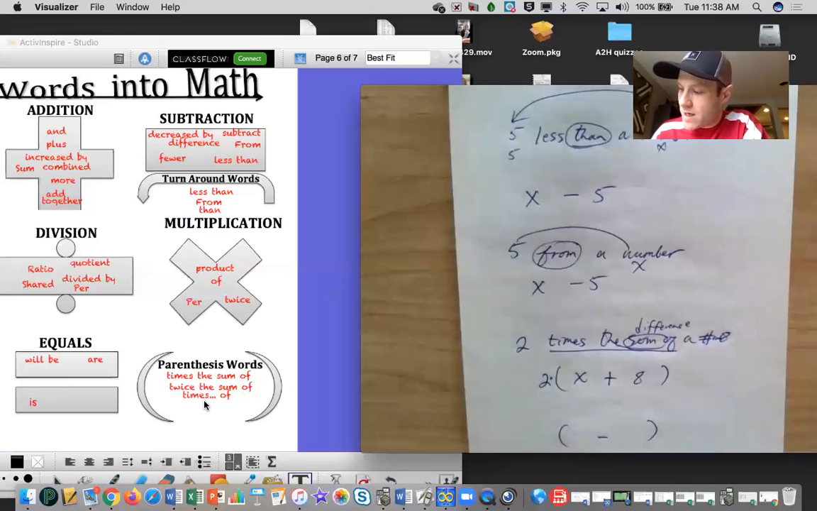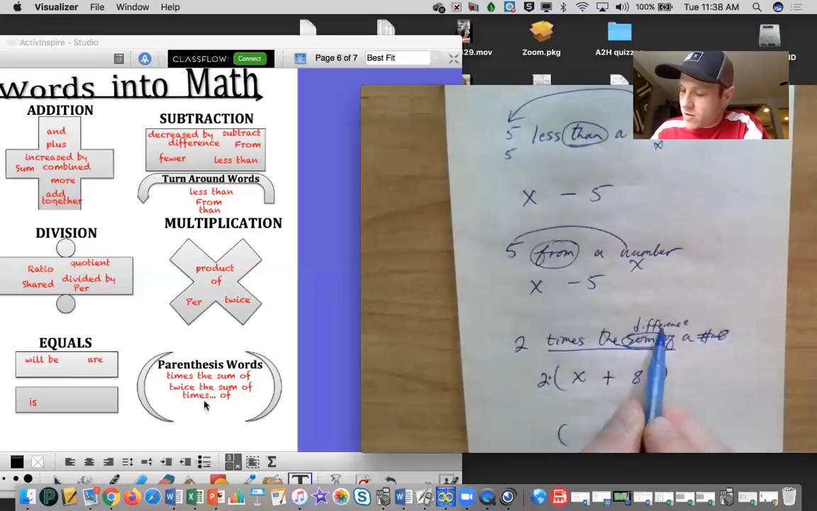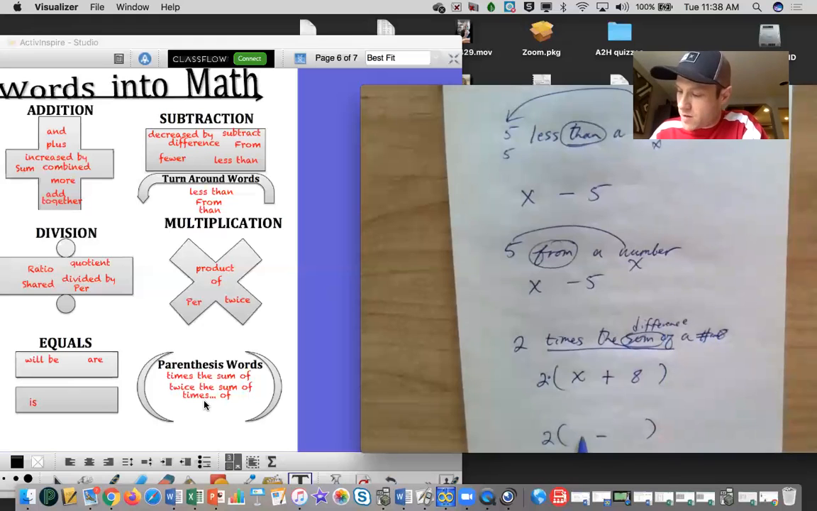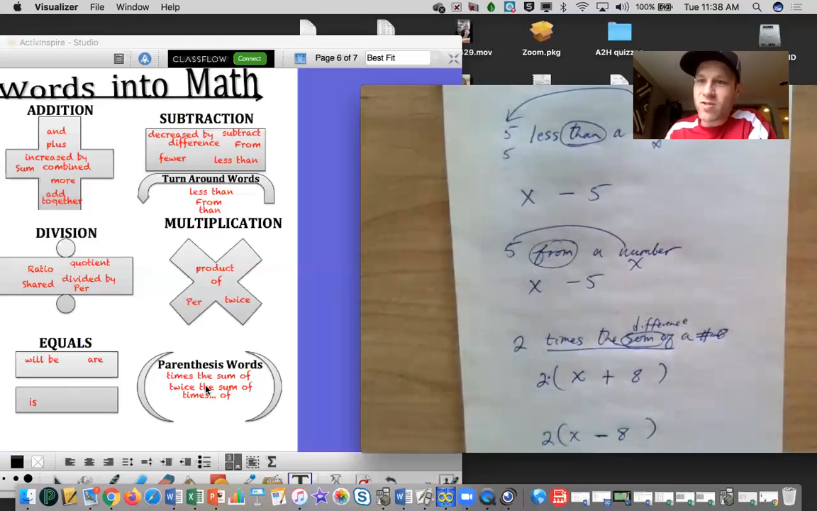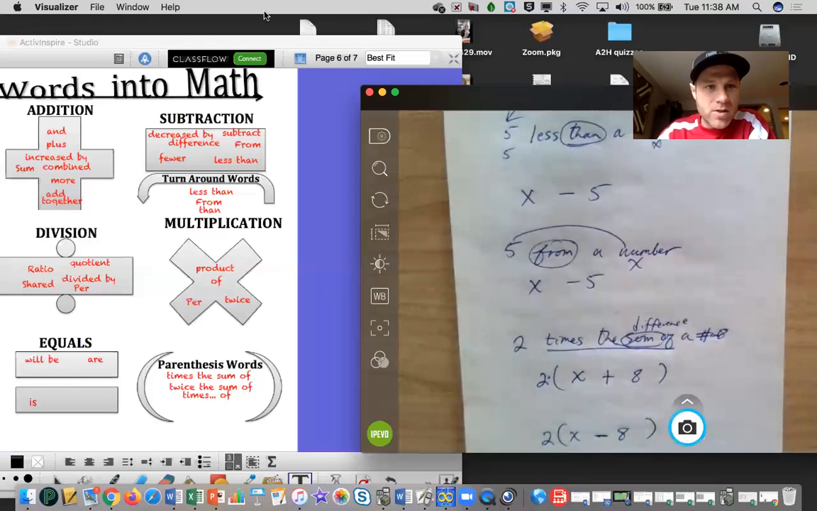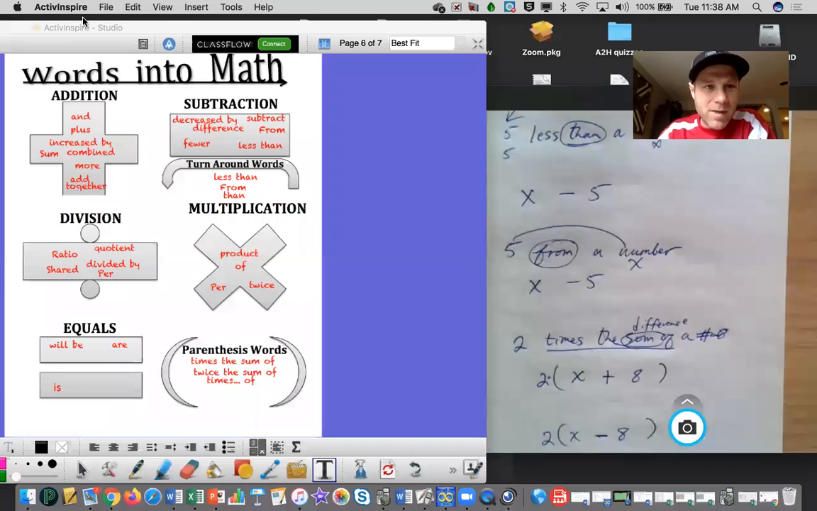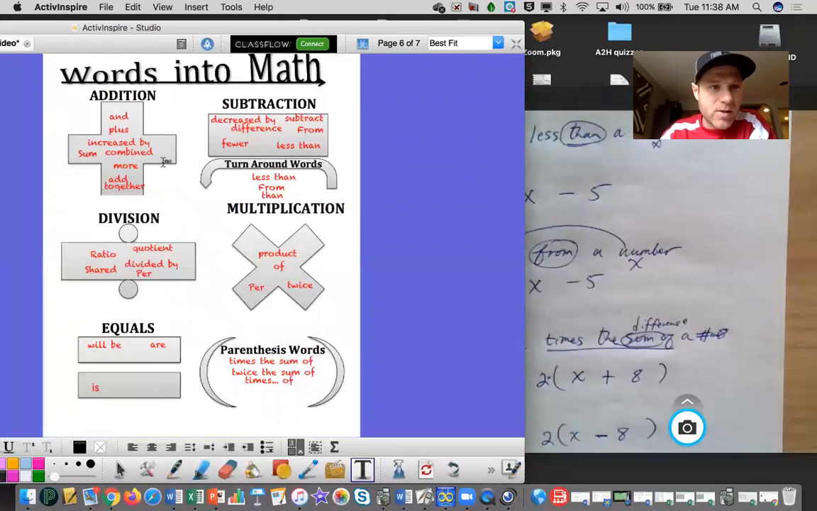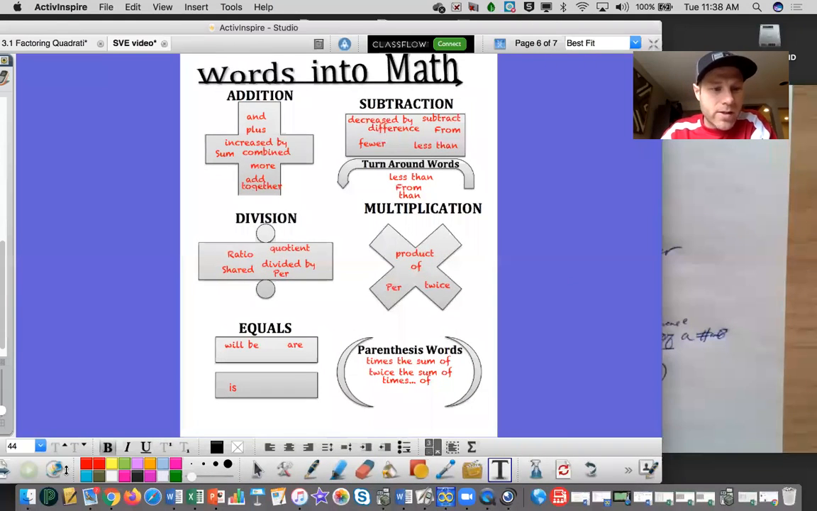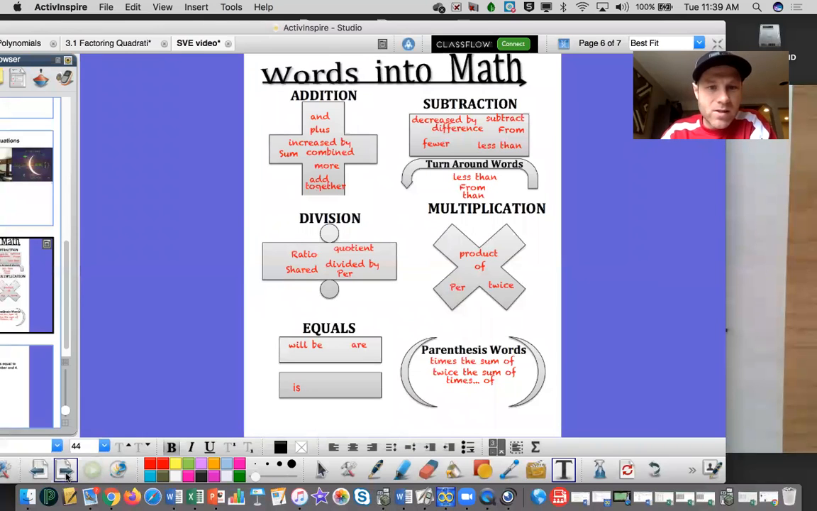If it were 2 times the difference of, we would take the 2 times the difference of, which means subtraction, the number and 8. Okay, so these parentheses phrases can mess kids up because they're just translating it straight across. They're not thinking about it in terms of the order of operations, that, you know, this phrase means to put parentheses around the sum or the difference. So the math problem I want to do then is an equation that relates to all of this.